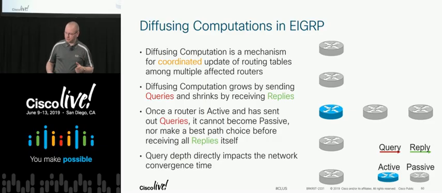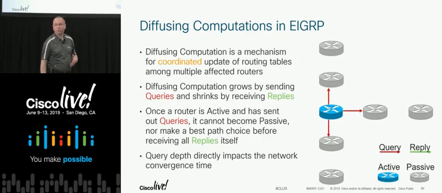Well, again, just to give an idea. The diffusing computation is a wonderful concept of driving a distributed computation in a network. What happens is that if you need to get an answer from your neighbors, and you don't want to compute it yourself all alone, you can ask your neighbors if they can help you. This is a very general schema, and EIGRP is just using it.